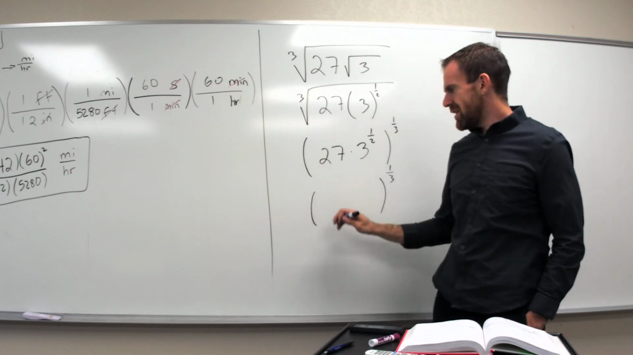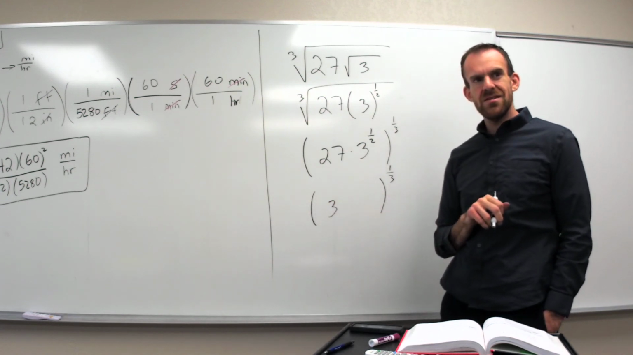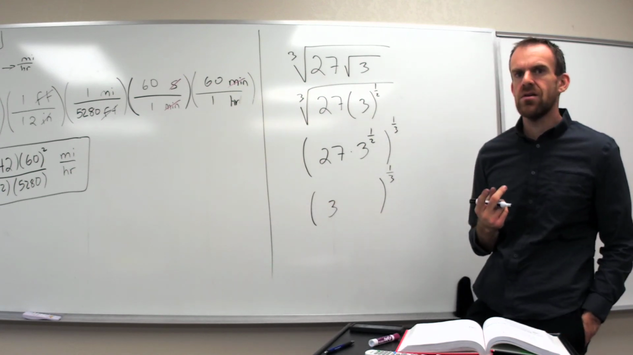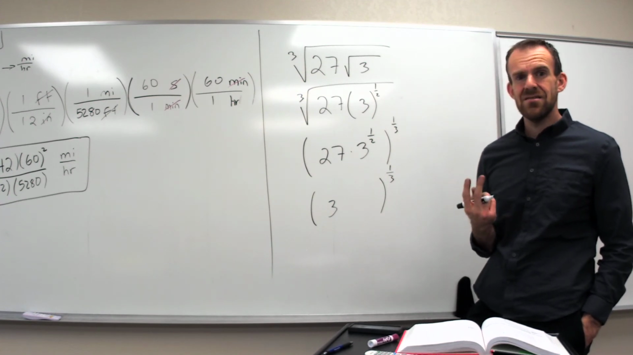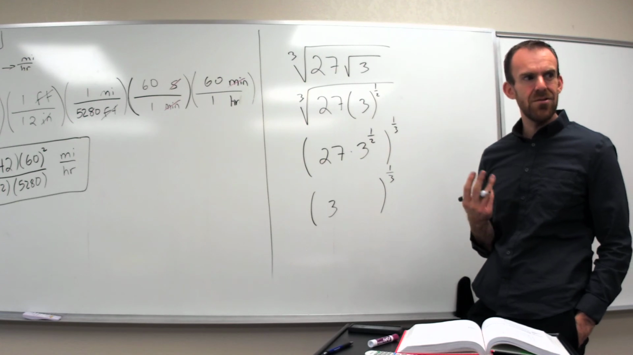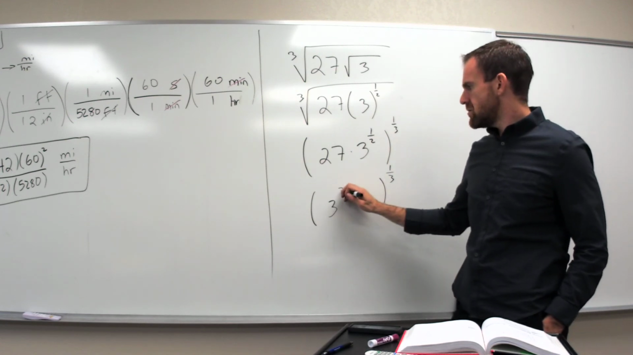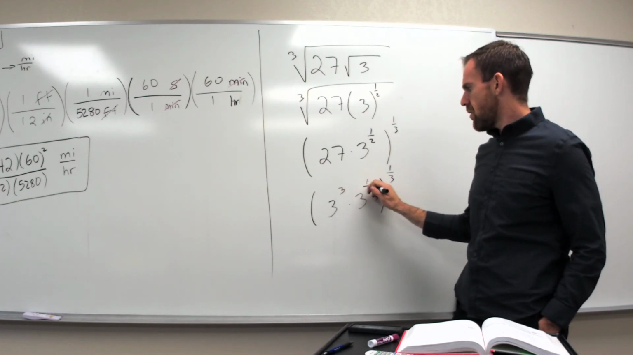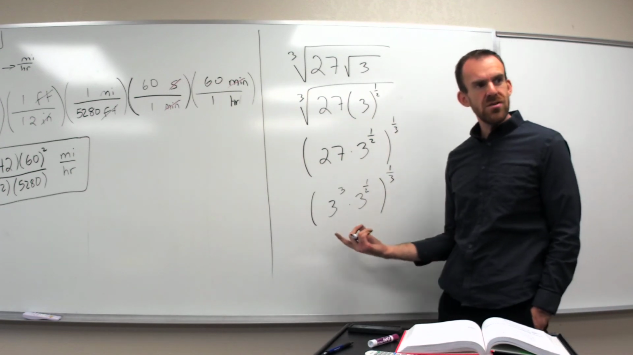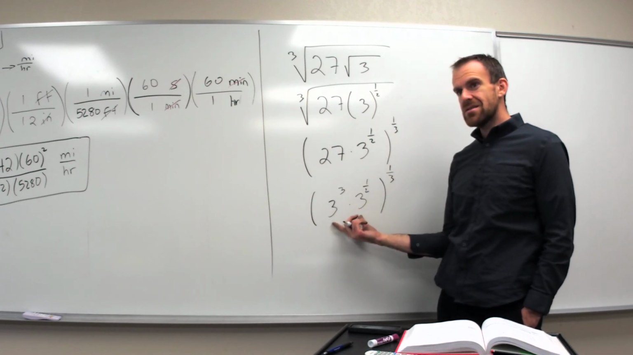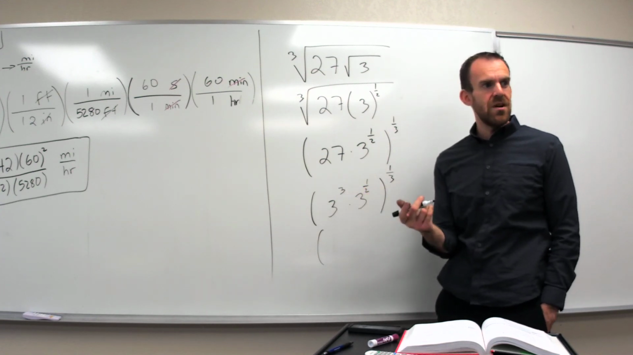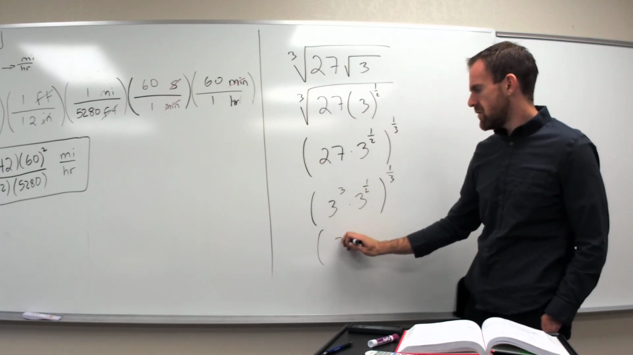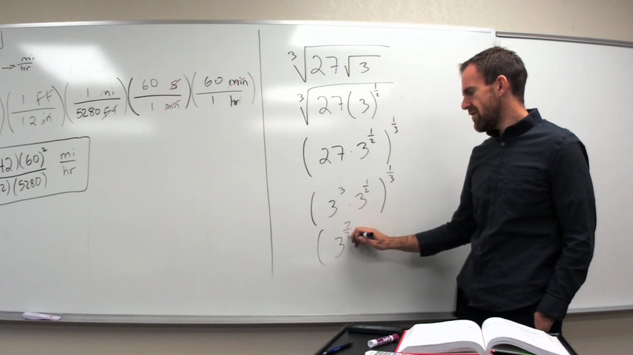How do I write 3 to a power to make 27? Is it 3 to the first power? Second? 3 squared is 9, so that's not it. God bless you. 3 cubed is 27. So now that I'm multiplying them and they have the same base, I add the powers. So 3 plus 1/2 is 7 halves.